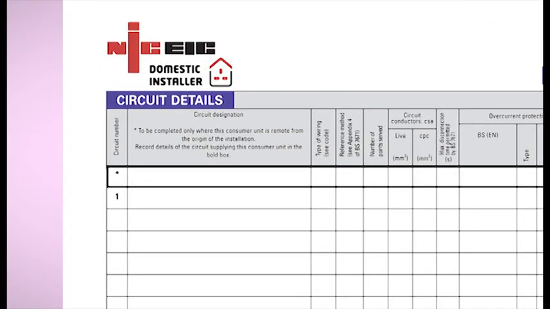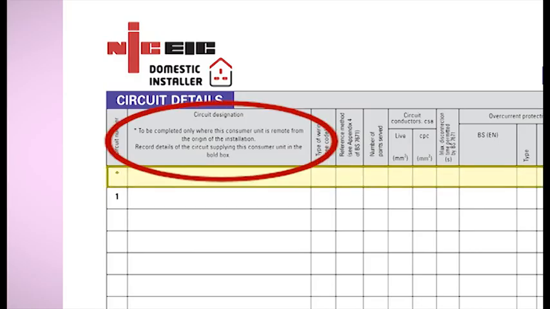Actually, Dave, we should just quickly mention the first line on the schedules page, which is only to be completed where the consumer unit is remote from the origin of the installation. So we will put the details of the circuit supplying the consumer unit in here.